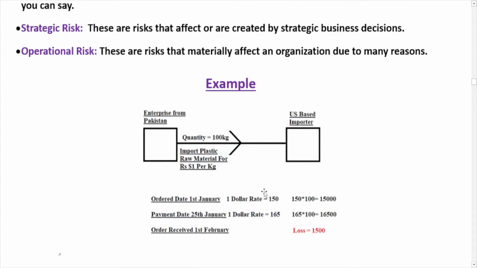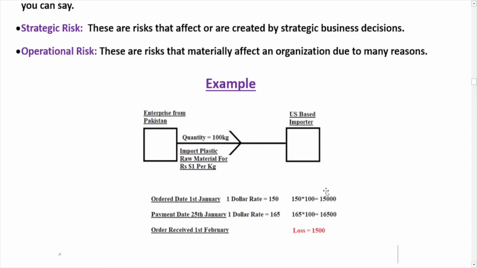Okay, the rate of dollar on the order date is 150 rupees, and the rate of dollar on payment date, like on 25th January, is 165. So as you can see, we have 100 kg of plastic raw material, and the rate when we order is 150.